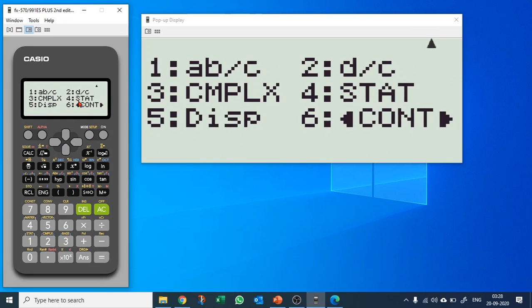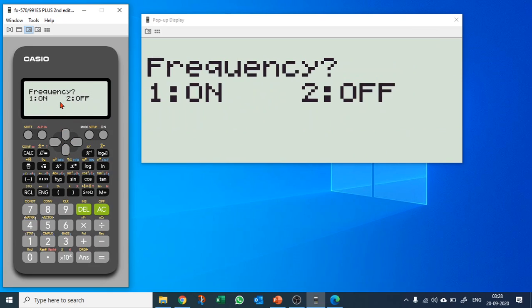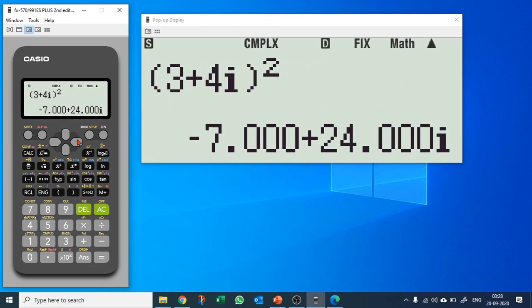Then you have statistics. In statistics you can have frequency on or off. By default it is off. When you turn it on, the frequency also shows up. I have made a special video around statistics with the frequency. The link is shown up if you would like to see. Okay, let's see what else is there.